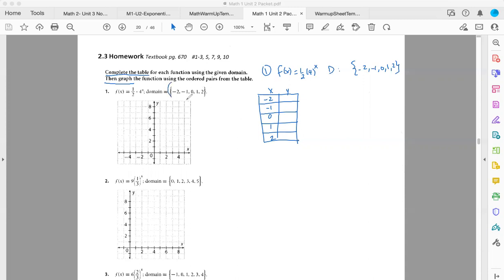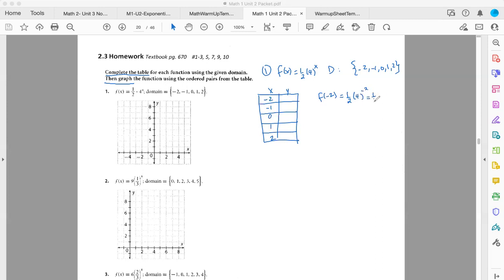Remember, these are discrete values here: -2, -1, 0, 1, 2, and they're in braces. This is a brace here, and this is another brace. So to find that, I'm looking for f of -2. I want the x value to be -2. Therefore, this becomes 1/2 multiplied by 4 to the -2.